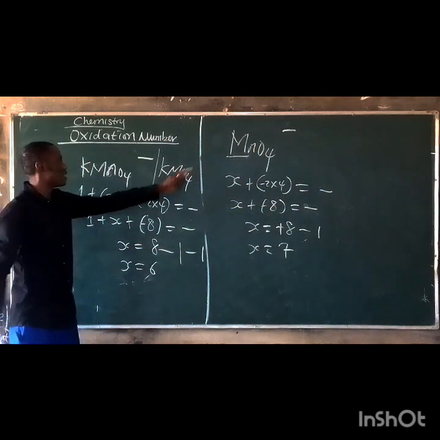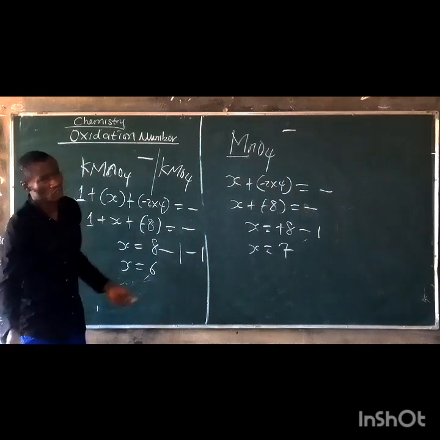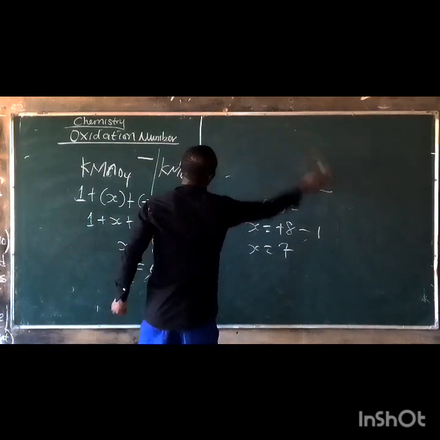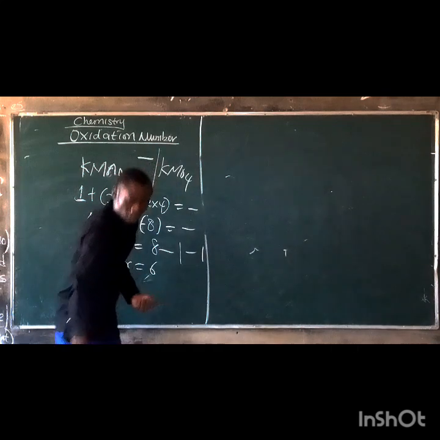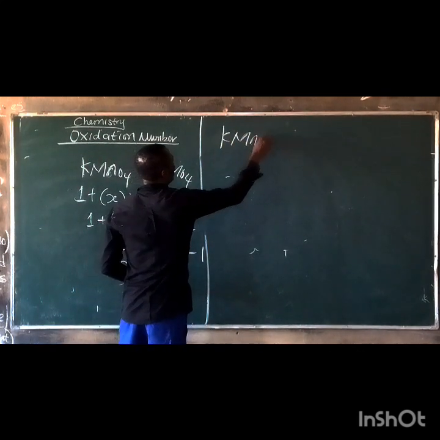But meanwhile, you can find this one by common sense. There is no charge here. This should be potassium tetraoxomanganate 7. You want us to try it? Let's try it. Because if you just take away one from here, you will get the answer. But I want you to know that these things are very, very easy.